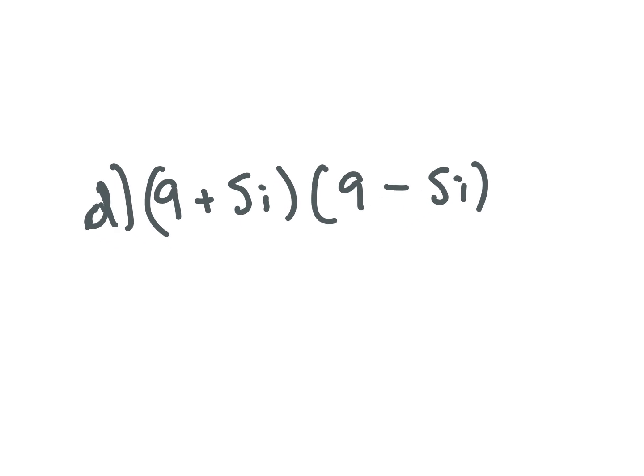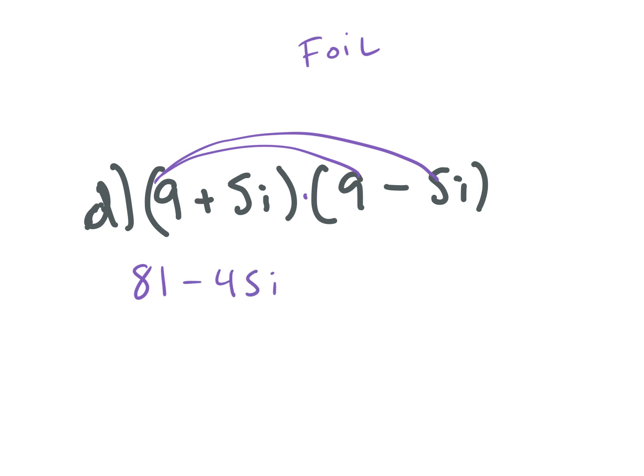What do I have to do for D? FOIL. So again here I'm multiplying, so that means I have to FOIL. Start by multiplying the first, we get 81. The outsides would be negative 45i. The insides would be plus 45i. And then the last would be negative 25i squared. So anytime I have an i squared, what do I do? Make it negative 1. And what does that change negative 25 to? A plus 25.